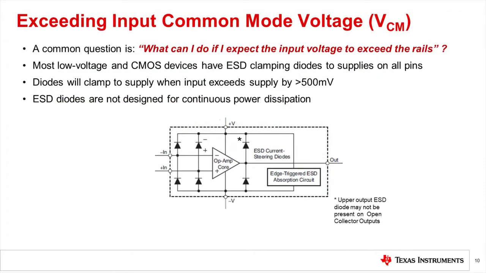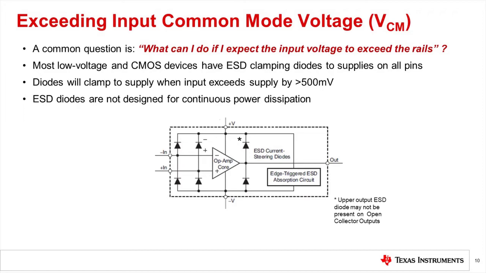Another common question asked is, what can I do if I expect my input voltage to exceed the supply rails? This could happen, for example, if you had a negative voltage lower than your lowest supply pin, which might come from switching noise in a DC-DC converter or ground shifting in industrial and automotive applications. With some exceptions, most low voltage and CMOS devices have ESD protection diodes on all the external pins, as shown in this diagram.